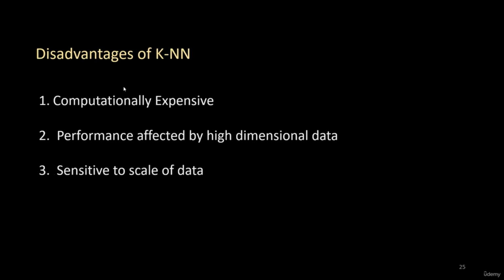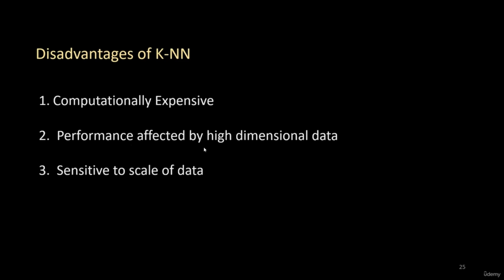Okay, these are a few disadvantages of KNN. So the first disadvantage is that it is computationally expensive. We know that in order to apply KNN, we have to find the distance of a test sample with every point present in our dataset. It means we have to calculate a lot of distances. So a lot of computation is involved in KNN algorithm. That's why it is computationally expensive.